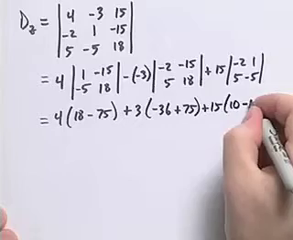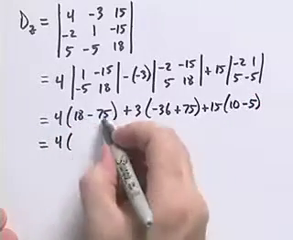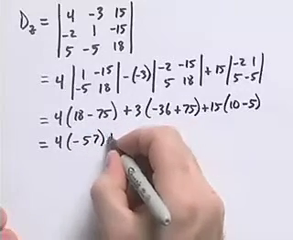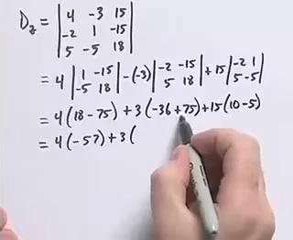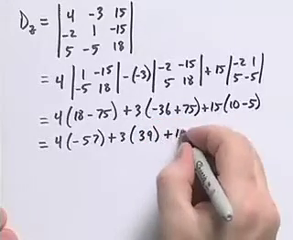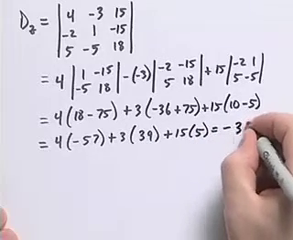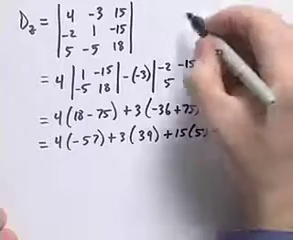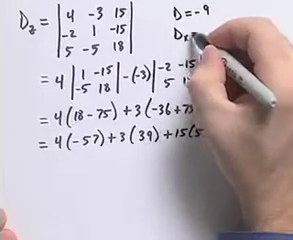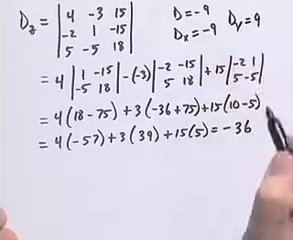So here we'll have 4 times 18 minus 75, plus 3 times negative 36 plus 75, plus 15 times 10 minus 5. Now 18 minus 75 is going to be negative 57, plus 3 times negative 36 plus 75 will be 39, and then plus 15 times 5. Evaluate that out, we'll get negative 36. And recall that we had that D was equal to negative 9, Dx was equal to negative 9, and Dy was equal to positive 9.